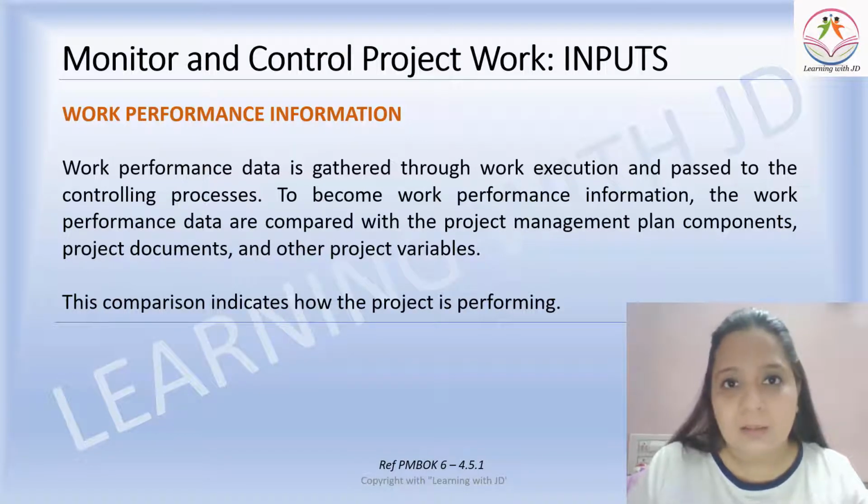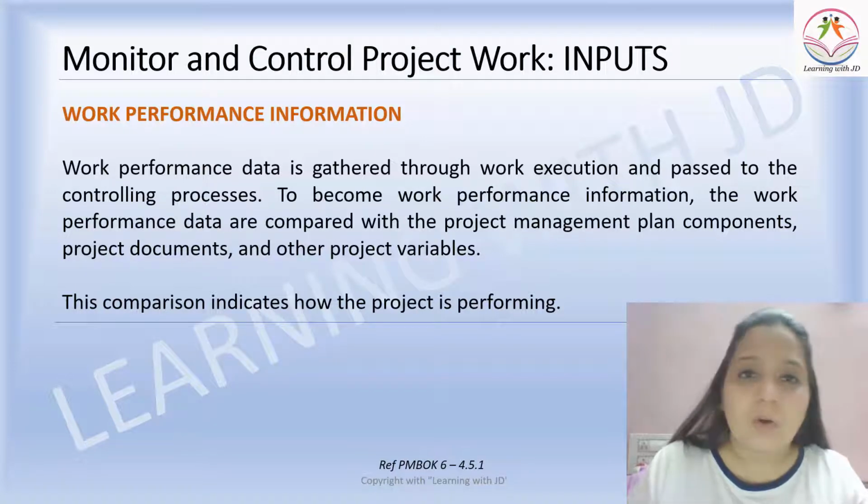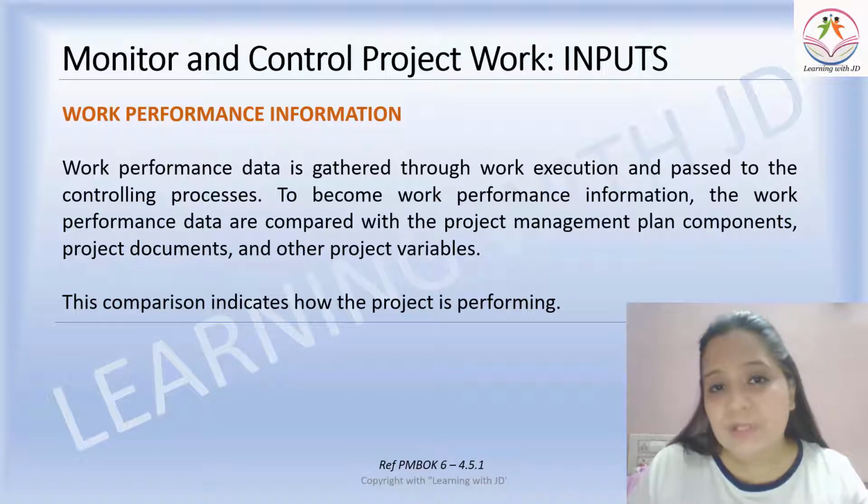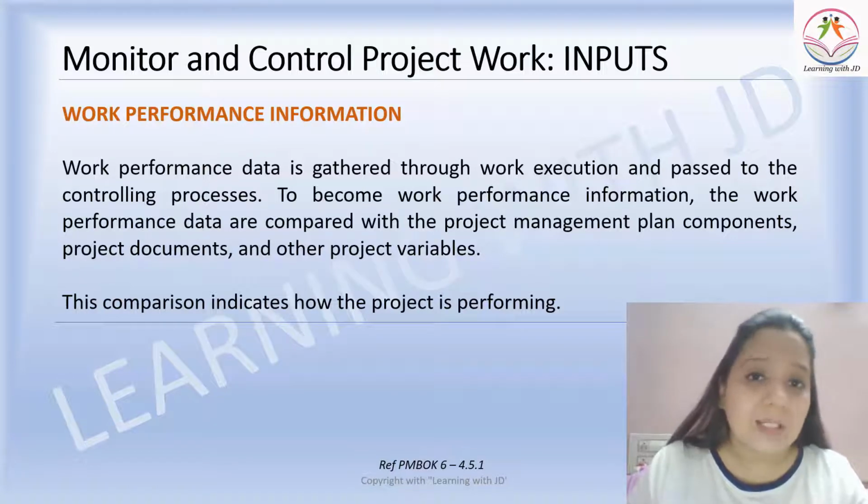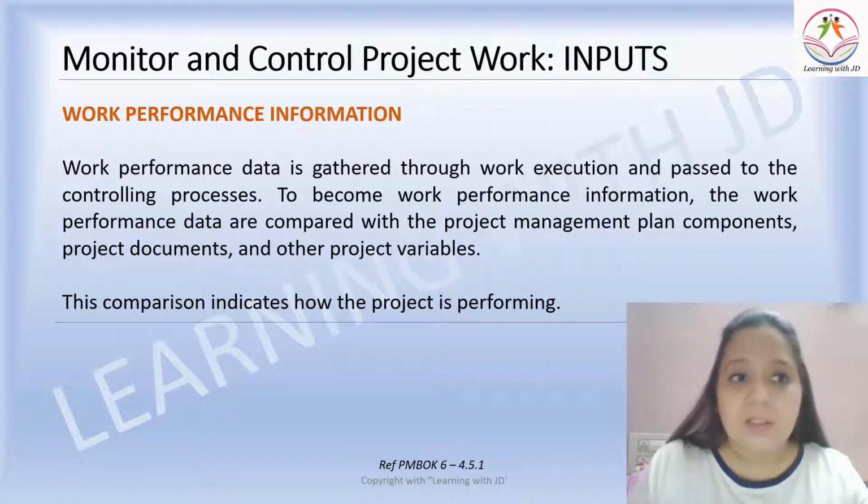So there are three terms that you will keep on hearing: work performance information, work performance data, and work performance reports. So work performance data is a raw observation that you get from the execution section. We saw in the previous session, which comes from the direct and manage project work. Then there is work performance information.